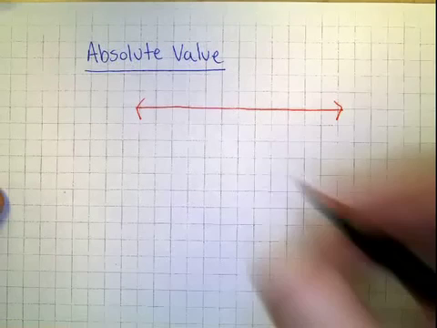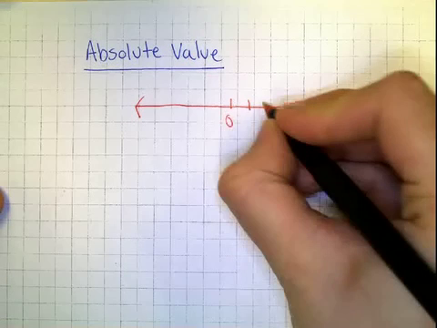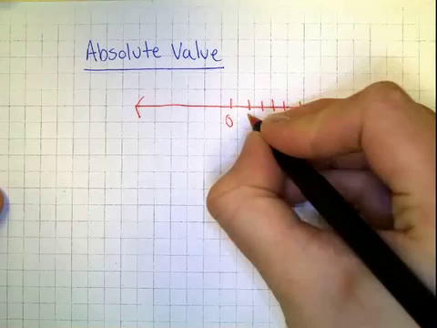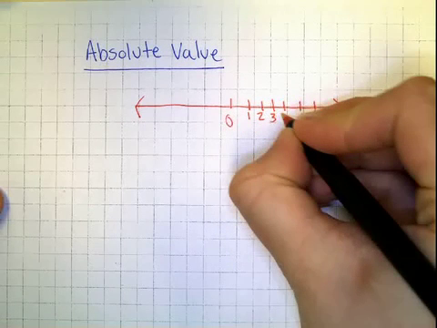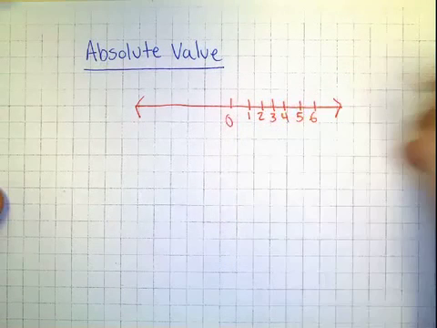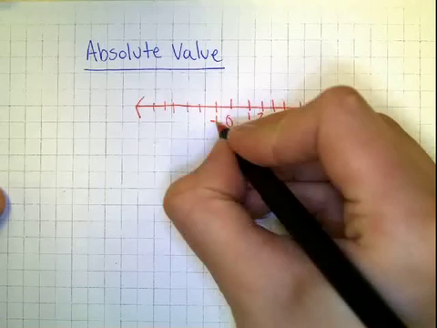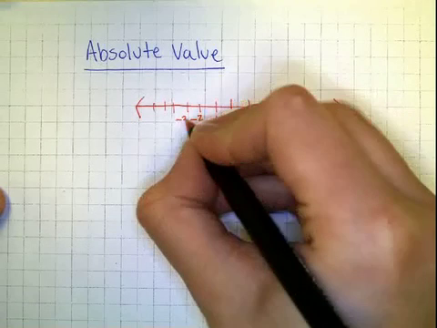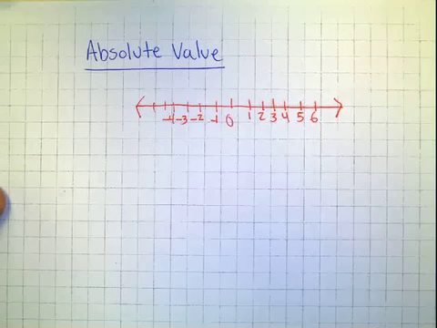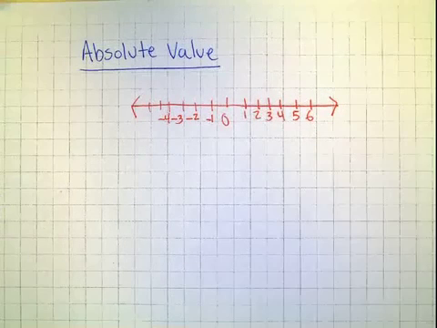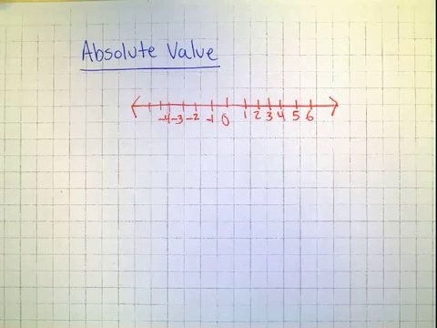I'm going to put 0 in the middle here, and I'm just going to put a few numbers on here. So here's 1, 2, 3, 4, 5, 6. And if I put some negative numbers on here, they go backwards: -1, -2, -3, -4, etc. They'll keep going. Absolute value measures how far away from 0 you are.